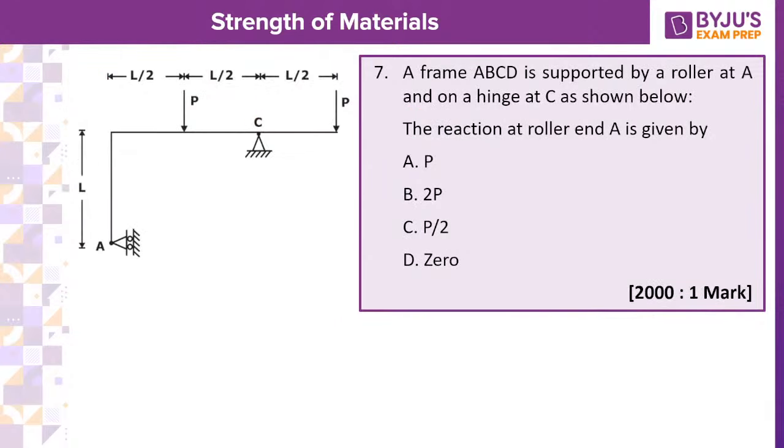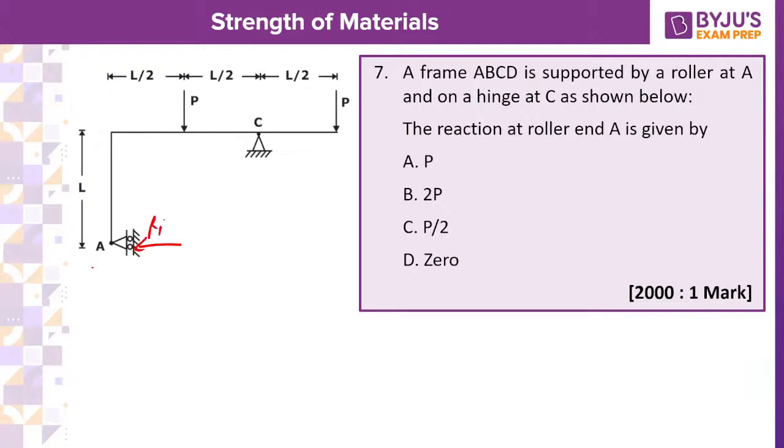Now what about this one? A frame ABCD is supported by a roller at A and on a hinge at C, as shown. The reaction at roller end A is given by. He's asking about this A, so some reaction will be there. What is the reaction at A?